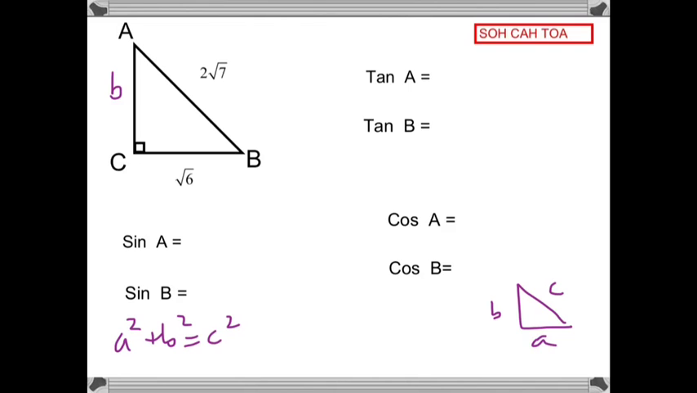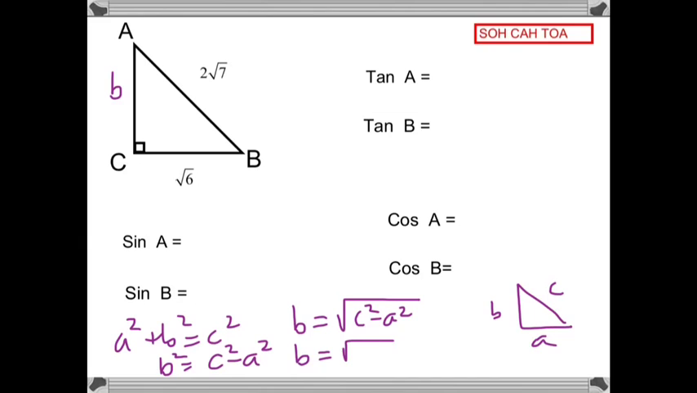So if I solve this formula for b, I would see that b squared is equal to c squared minus a squared. I'd subtract a squared on both sides. And so b is going to be the square root of c squared minus a squared. It's a quick way to do that. So b is equal to the square root of c squared, which is 2 times the square root of 7 squared, minus a squared, which is this one right here. That's a, so I want to square the square root of 6.